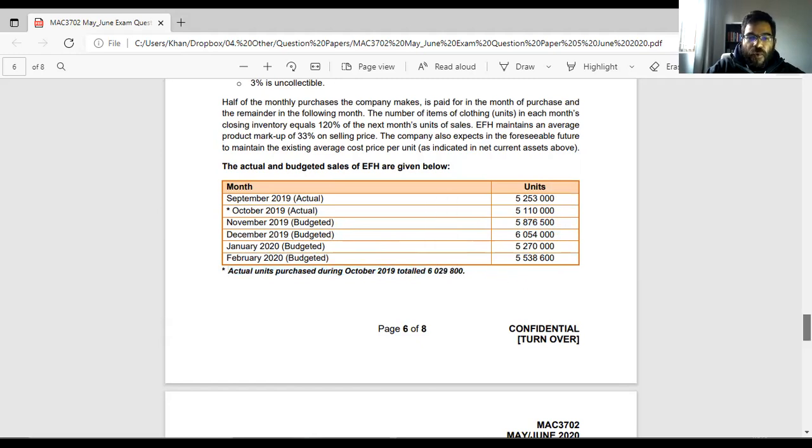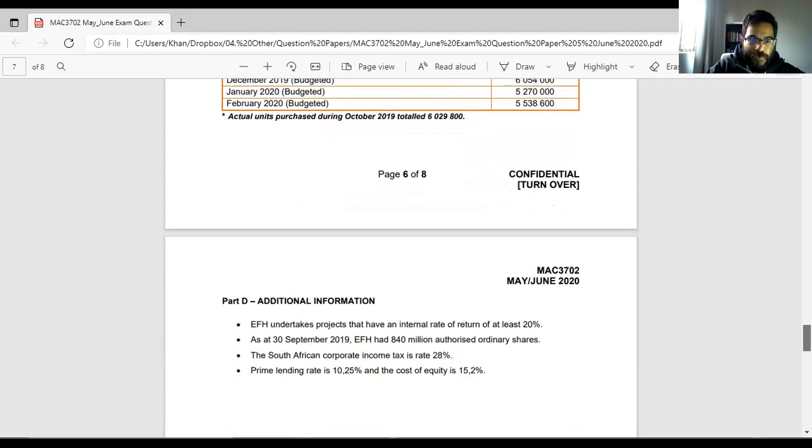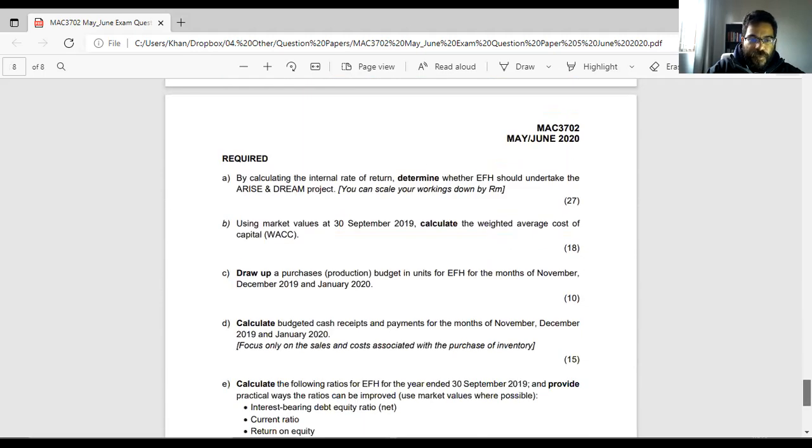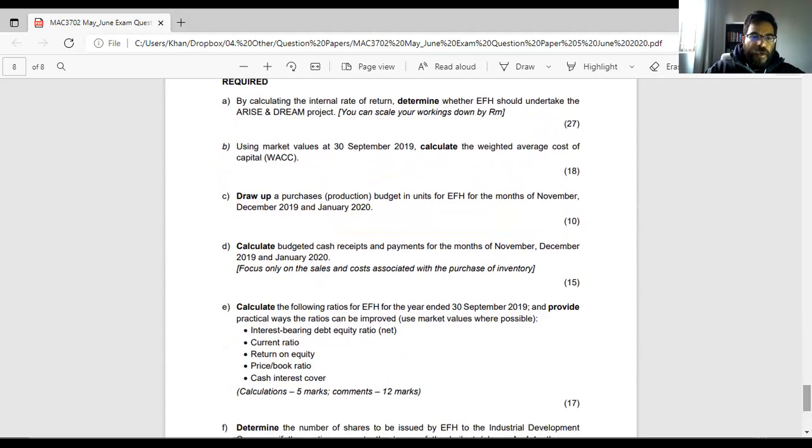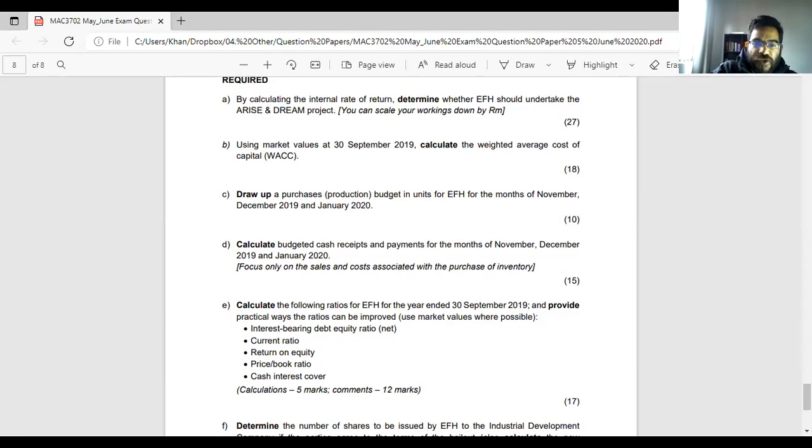Okay, so let's have a look at what we need to do. Draw up a purchases budget in units for EFH for the months of November, December and January. Now I must switch over to my Excel or Google Sheets and see what we need. Remember, what do we want? We need to draw up a purchases budget. So ultimately, we are looking for purchases. Purchases is the unknown we're working towards.